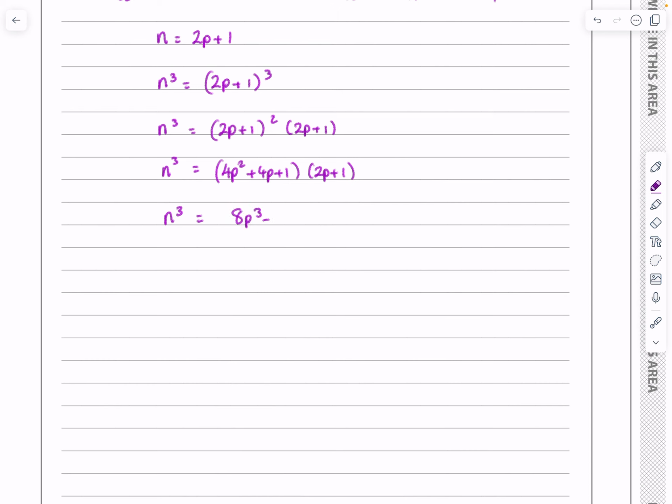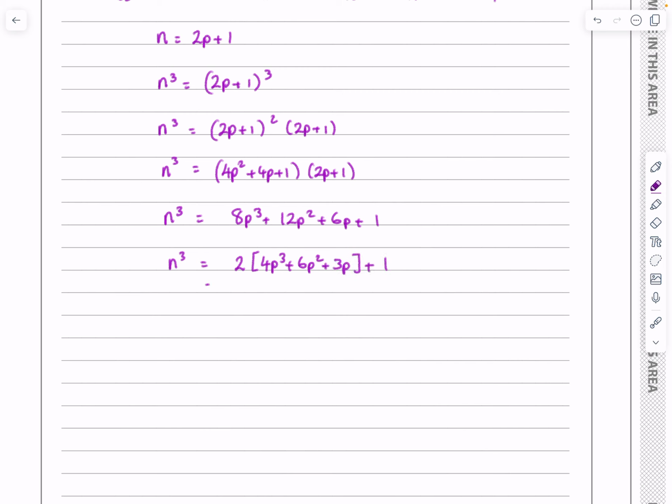8p cubed plus 12p squared plus 6p plus 1. I think that's enough steps of working out to show that I've worked out n cubed, (2p plus 1) cubed. And now the whole idea is I want this to be even, and that isn't even. Now you can't just say it's not even. What you need to do is, if I look at this part, all of that can factorise and 2 can come out. So 2 lots of 4p cubed plus 6p squared plus 3p plus 1.